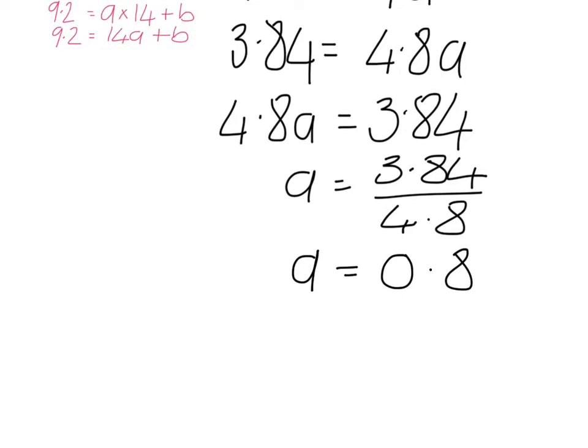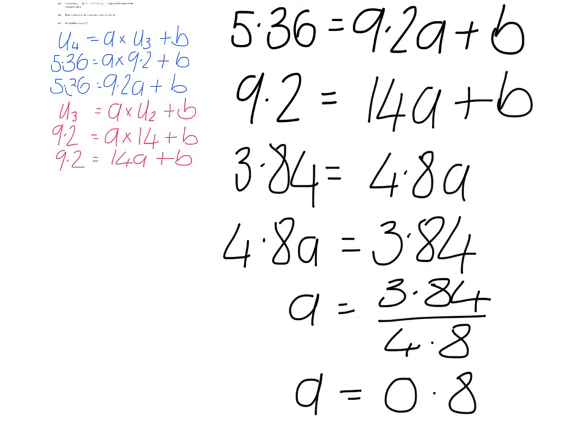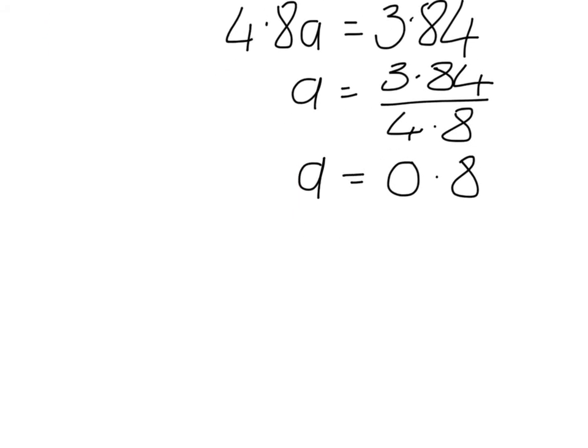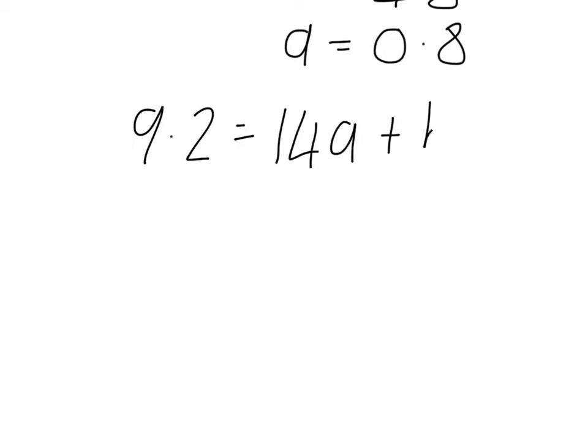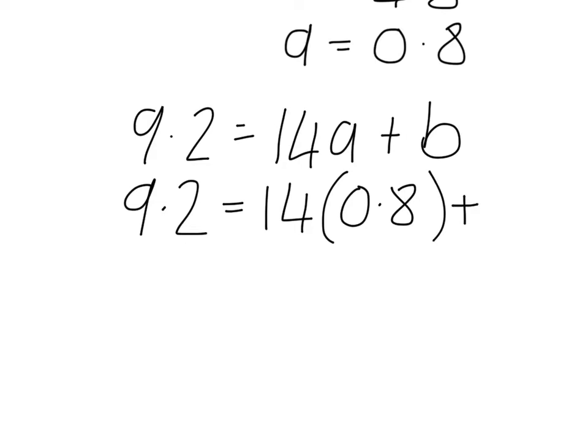What we need to do now is take our 0.8 a value and substitute it back into one of the original equations. So we'll substitute it not into that one but into this one up here. Giving ourselves a little bit of room, move this up. That then gives us 9.2 equals 14a plus b. That's 9.2 equals 14 times a, which is 0.8, plus b.